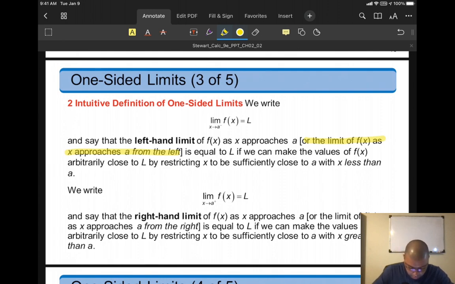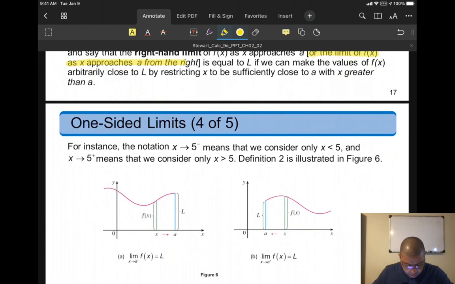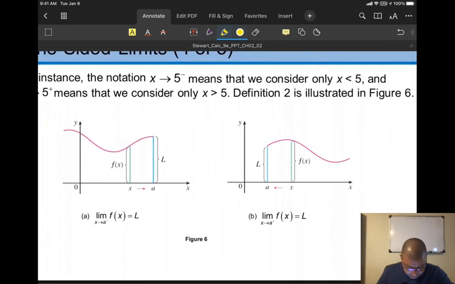Same thing on the right limit. The limit of f of x as x approaches a from the right means as x approaches a, but is still greater than a, f of x approaches L. And that second part doesn't matter if it's from the left or from the right, just x. Okay, here's graphically, same idea.